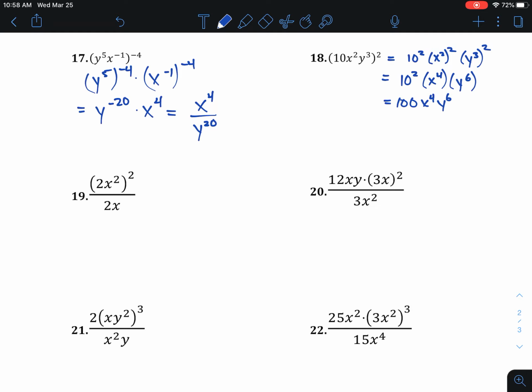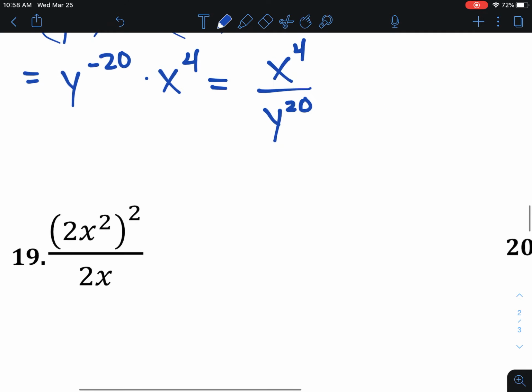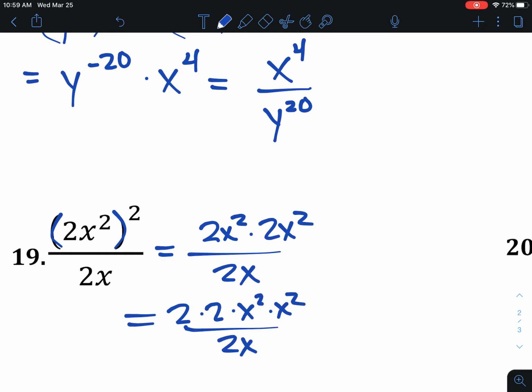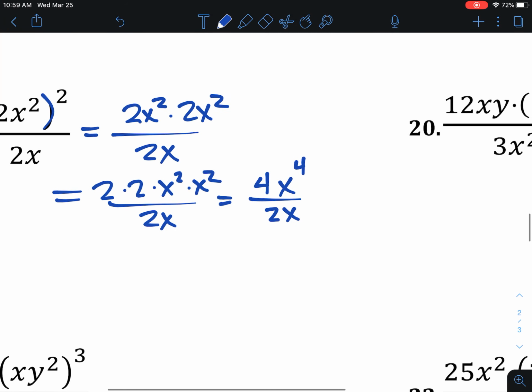So for the next part here, what we're going to do is the most complicated part first. So this power to a power seems the most complicated, so let's do that part first. So that would be 2x squared times 2x squared all over 2x. Well, 2x squared times 2x squared, if we rearrange, 2 times 2, x squared times x squared, all over 2x. 2 times 2 is 4. x squared times x squared would be x to the 4th, all over 2x. And I've got just a more basic division problem. 4 divided by 2 is 2.